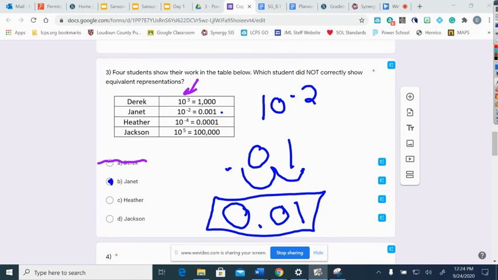Heather went and moved it 4 times to the left, and you can see if you count the spots, 1, 2, 3, 4, she did it perfectly there. And Jackson, if he did that trick, had to move it 5 times to the right, and you could tell because he has 5 zeros.